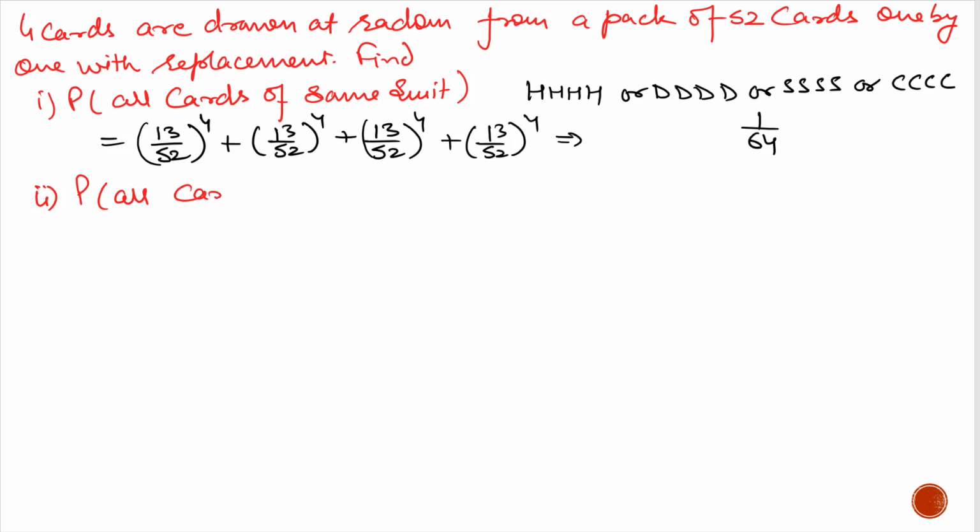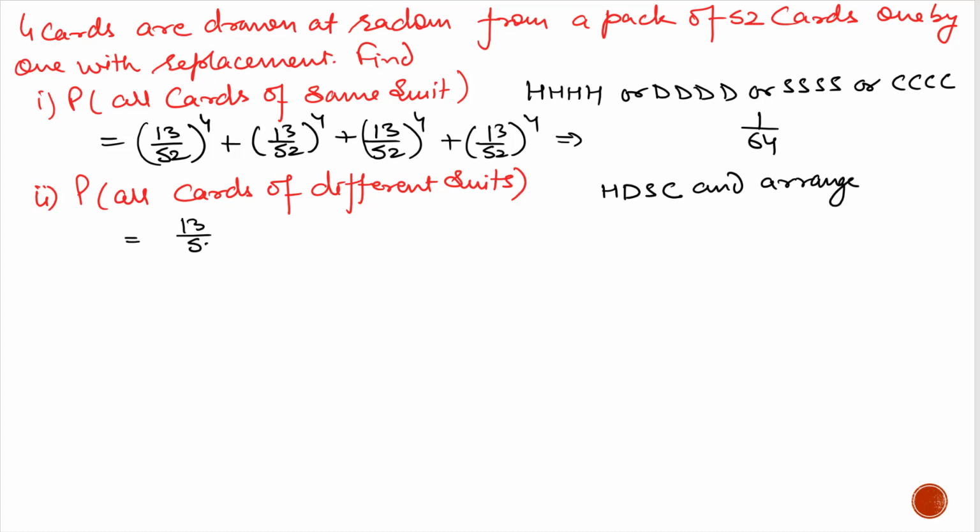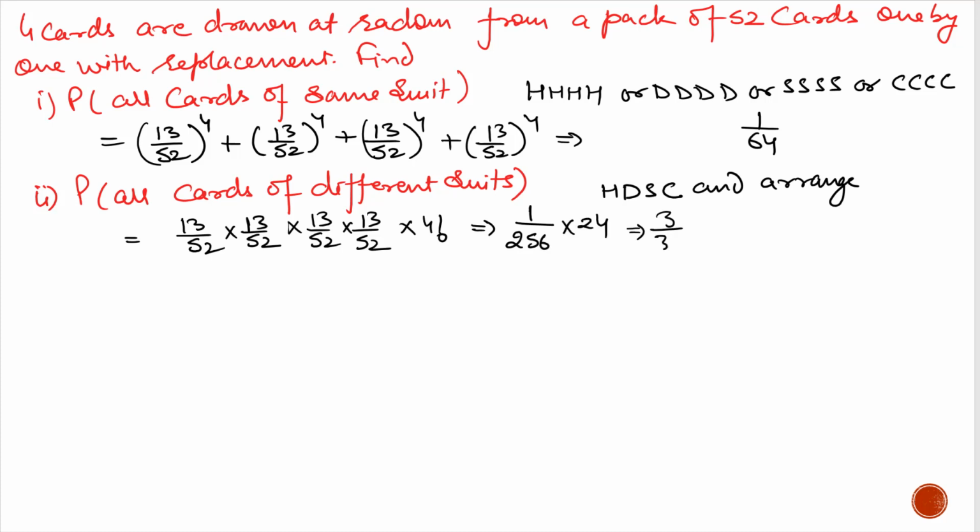Next part, probability of all cards of different suits. When we say different suits, this implies we have 1 heart, 1 diamond, 1 spade and 1 club. And after that we have to arrange this also. So the required probability is 13/52 multiplied by 13/52 multiplied by 13/52 multiplied by 13/52 into 4 factorial, because we want to arrange this also. So the required answer is 3/32.